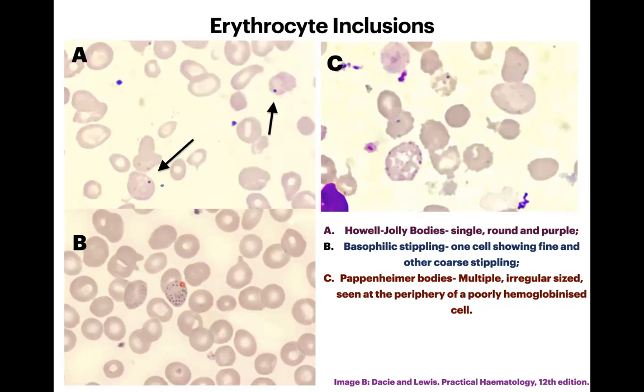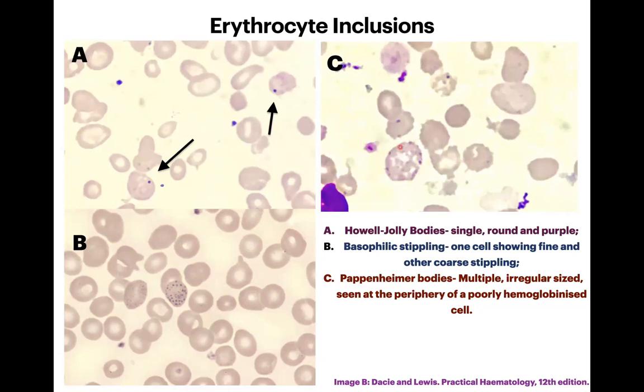The second image is of basophilic stippling, the 2 cells showing different kinds. The one on the left is showing fine basophilic stippling, and on the right it is showing coarse basophilic stippling. The third image is of a cell from a case of thalassemia. The Pappenheimer bodies are there.